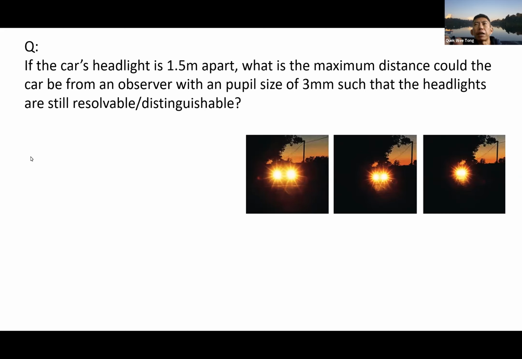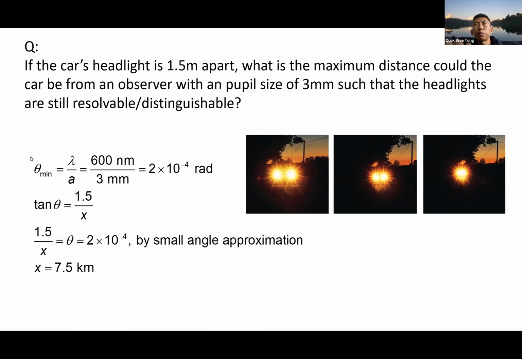And they are far apart, so you could tell them as two different objects. As the car gets further and further, still 1.5 meter apart, the distance between you and the car becomes further and further, so the angle becomes smaller and smaller. So what's the limit for you to still see them? We already know the limit must be lambda over A. That's just using the formula.